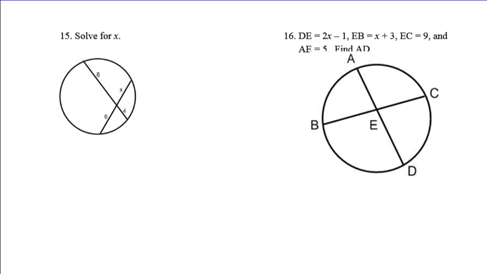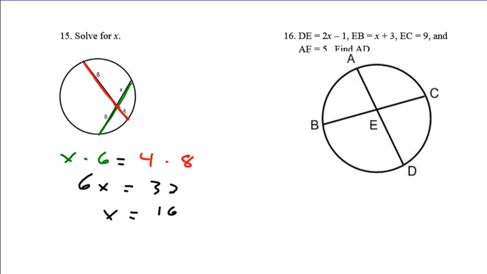This is a basic problem. We're going to do intersection to the circle, x, times intersection to the circle, 6, along the same line. Other one, 4 times 8. These two products are equal to each other. We have 6x equals 32. Divide by 6, and we get x equals 16/3.